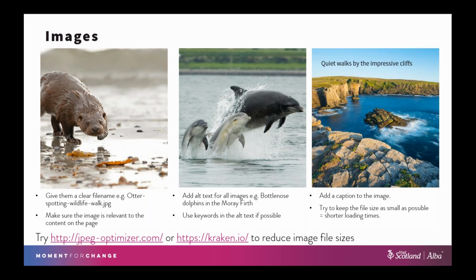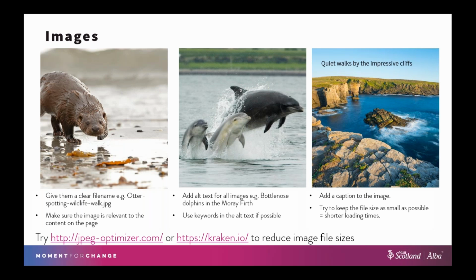So you can help search engines to read and understand your images by ensuring they've got a clear file name, by making sure they're relevant to the content on the page, by adding alt text. So when you hover your mouse over the image, you'll see hopefully alt text. You may not be able to see that, but alt text appears and says bottlenose dolphins in the Murray Firth, and using keywords in the alt text if possible. And as you can see from that final image, adding a caption to the image if it's possible.